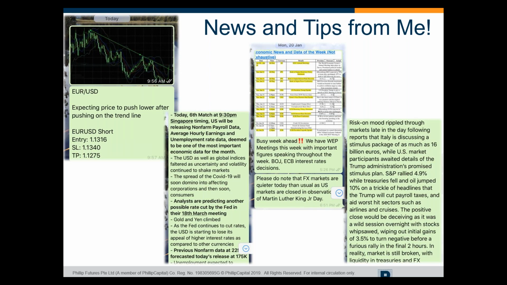And then last but not least, the fourth one on the most right hand side is a news update. If there's major market movements the previous day, I will usually update my clients on what caused the big move in the market and what to look out for.